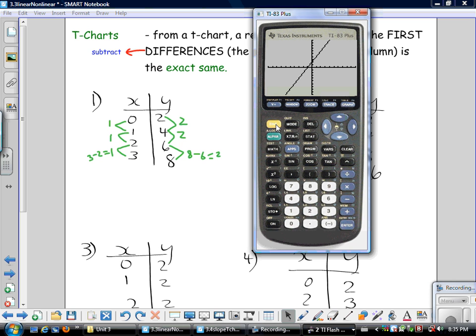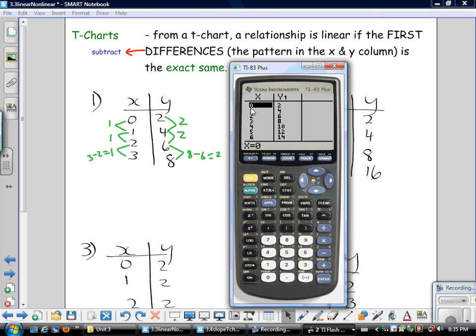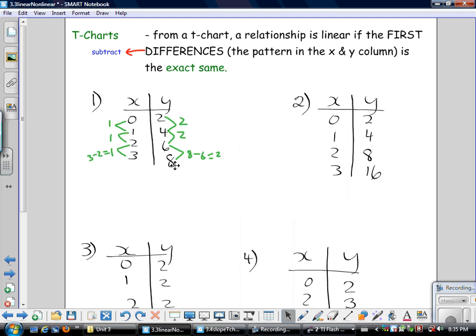Now if I go to my table of values, you might have to look closely, hopefully the resolution is good. It says when x is 0, y is 2. When x is 1, y is 4. When x is 2, y is 6. And when x is 3, y is 8. Those are the exact same points from here. If I took those points and graphed them, I would get that line you saw in the graphing calculator. So that means that this is linear.